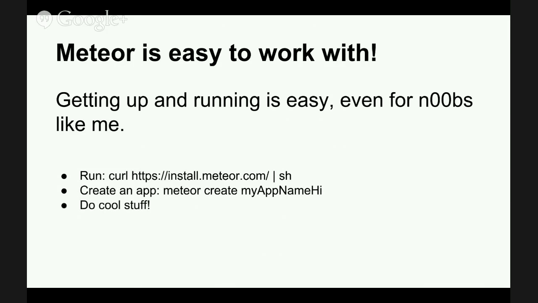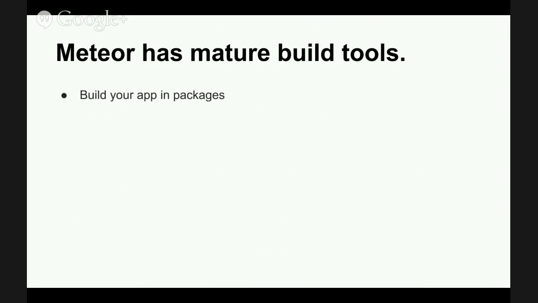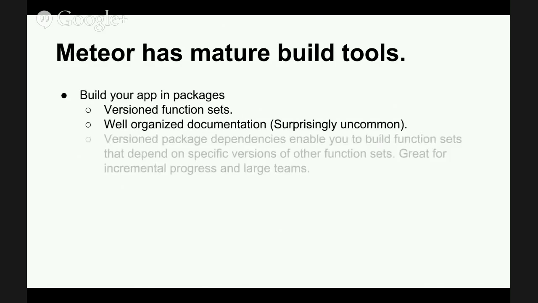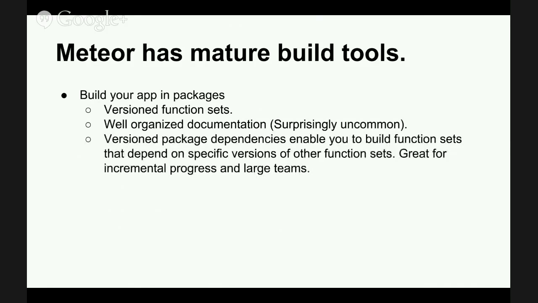And you can do really cool stuff really quickly as a result of this. Meteor has really mature build tools. You can build your application to packages, as I mentioned when I was explaining the build system. And the package system, the versioning stuff is really good within packages. You can build sort of function sets that depend upon each other and version those function sets, and then version the dependencies. You can organize your documentation into those packages, which is kind of surprisingly uncommon, but a really good thing to do. Yeah, and so you can have versions of package dependencies, which is really good if you have multiple people working on your project.